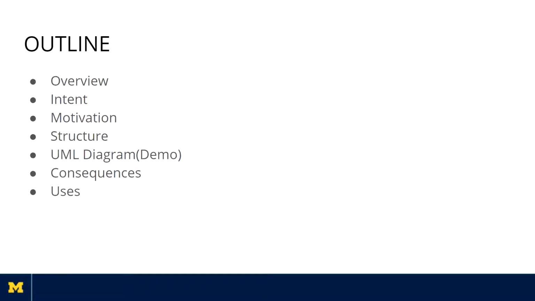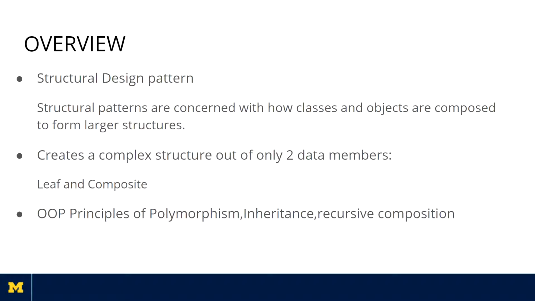So I would be covering its intent, motivation, structure. I would give a demo and discuss the consequences and uses. To begin with, a composite design pattern falls under the category of a structural pattern, and structural patterns are basically concerned with how different classes and different objects are grouped in order to form a large structure.